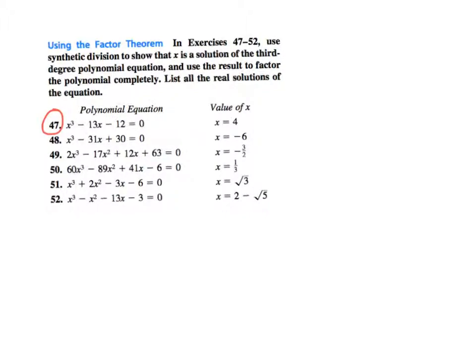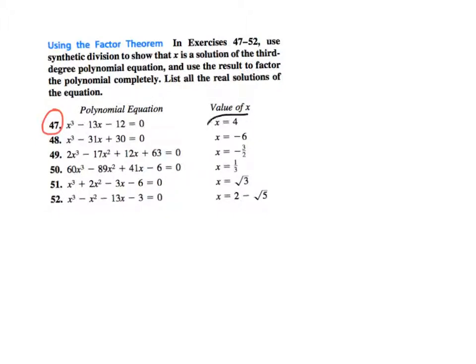Okay, our next problem, I'm going to look at number 47. The directions say use synthetic division to show x is a solution, so that means it should divide out evenly. Notice it's not given f of x, it's given the equation, basically f of x equals 0. So we're going to verify using synthetic division and then use the result to factor it. It says list all the real solutions. Notice it doesn't want imaginaries, but we could do the same thing with imaginaries.